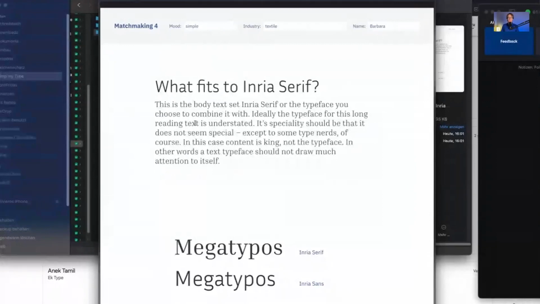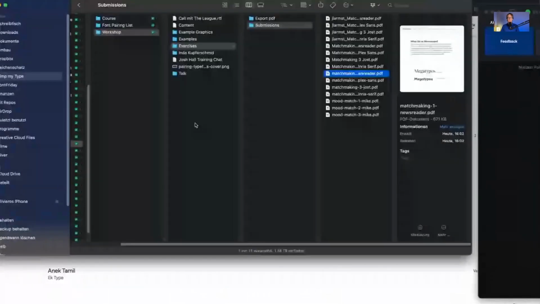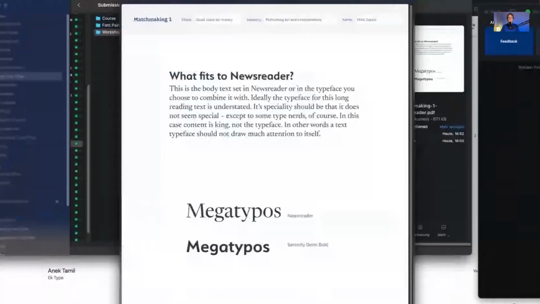All right, and now last one, submission from Mike. So what fits to Newsreader? Zoom in a bit here again. What fits to Newsreader?